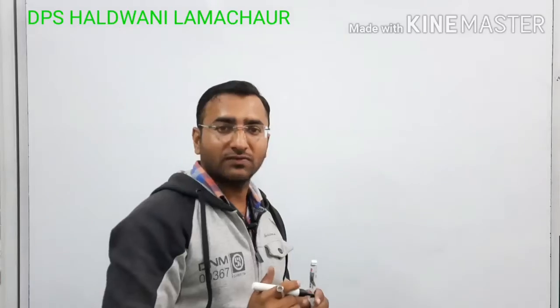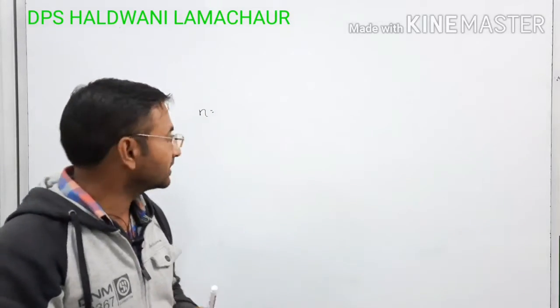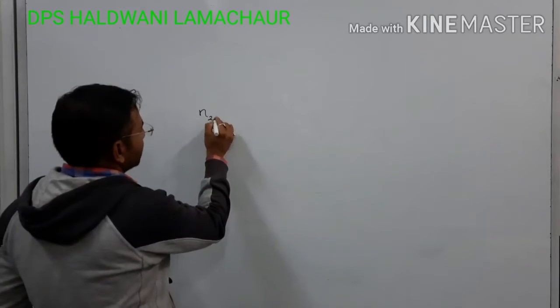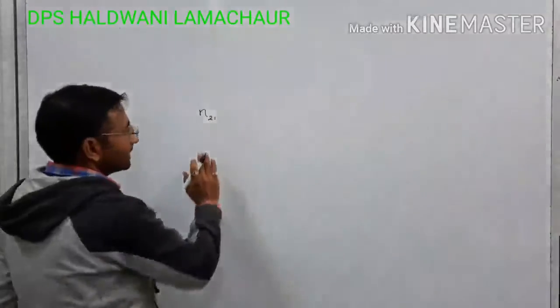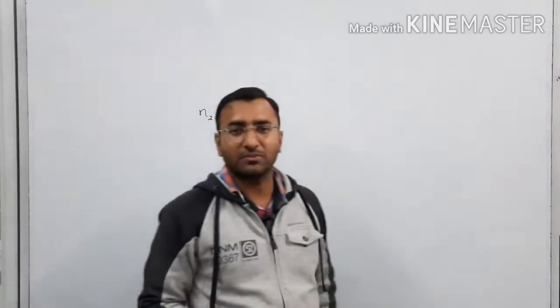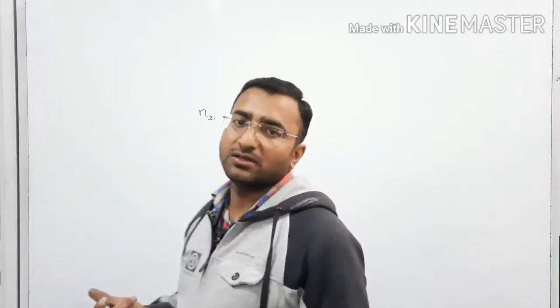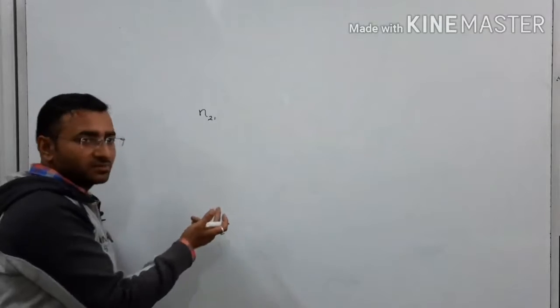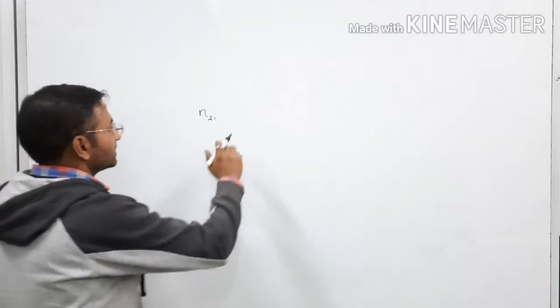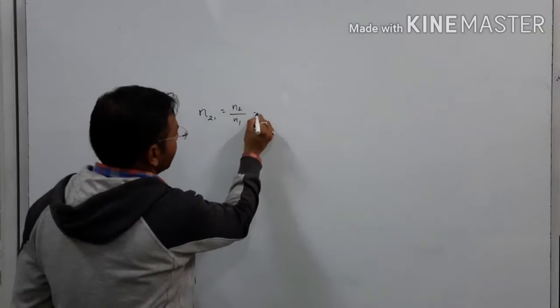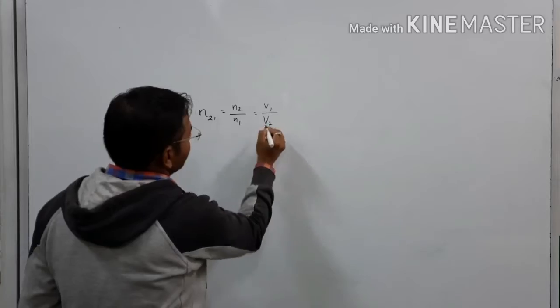One is relative refractive index and the other is absolute refractive index. When we talk about the relative refractive index, denoted by n21, it means the light goes from one medium to another medium. The refractive index of the second medium with respect to the first medium is called its relative refractive index, denoted by n2 by n1, and you know the formula: it equals v1 by v2.